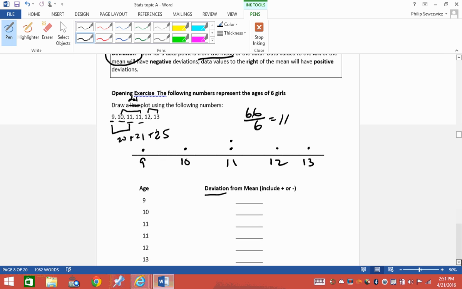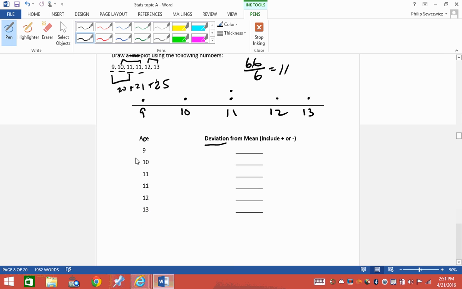All right, so let's see here. The mean's 11. So the deviation: how far is 9 from 11? It's 2 below it, so put down a -2. How about 10? Well, 10 is 1 below it, so put down a -1. 11 is right on it, so it doesn't deviate at all. And 12 is 1 above, so we put a +1, and 13 is 2 above, so we put a +2. I thought it was a little bit easy as well. But yeah, that's it.